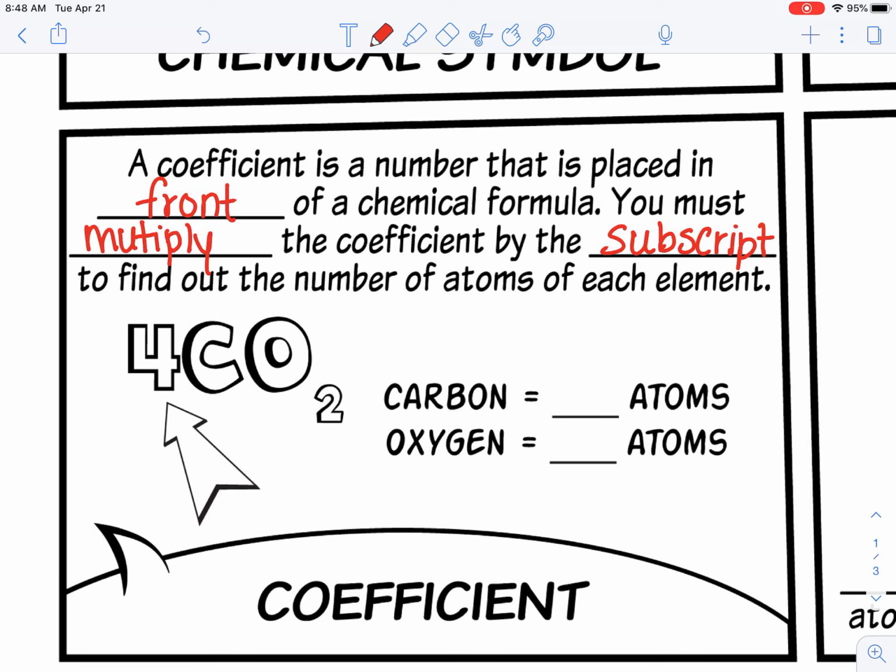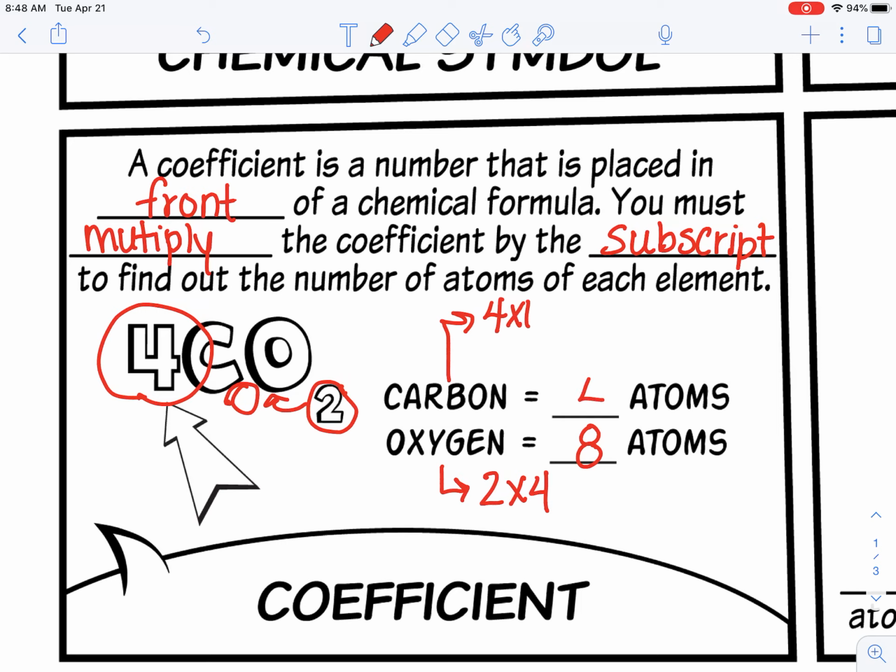So here we have 2 that goes with our oxygen, but we also have a 4 here. So to figure out how many oxygen atoms we have, we do 2 times 4, and that'll tell us that there's 8. Carbon has no subscript, so that would be 4 times 1, and would give us 4 atoms.